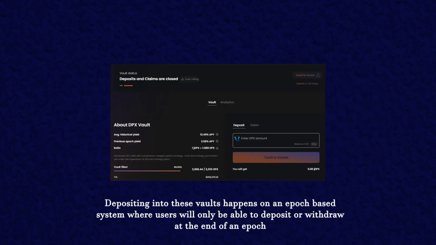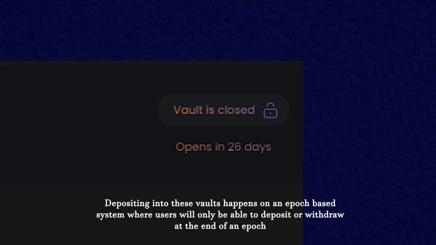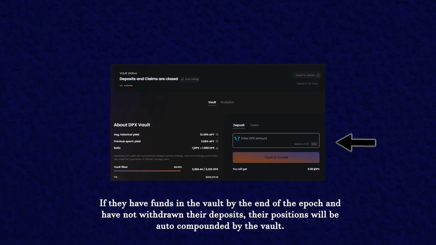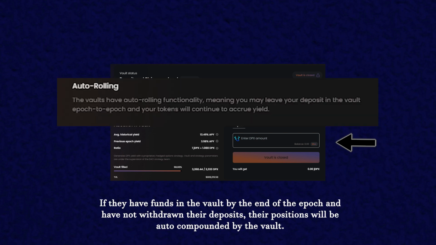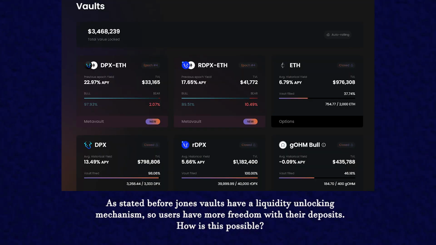Depositing into these vaults happens on an epoch-based system, where users will only be able to deposit or withdraw at the end of an epoch. If they have funds in the vault by the end of the epoch and have not withdrawn their deposits, their positions will be auto-compounded by the vault. As stated before, Jones vaults have a liquidity unlocking mechanism, so users have more freedom with their deposits.